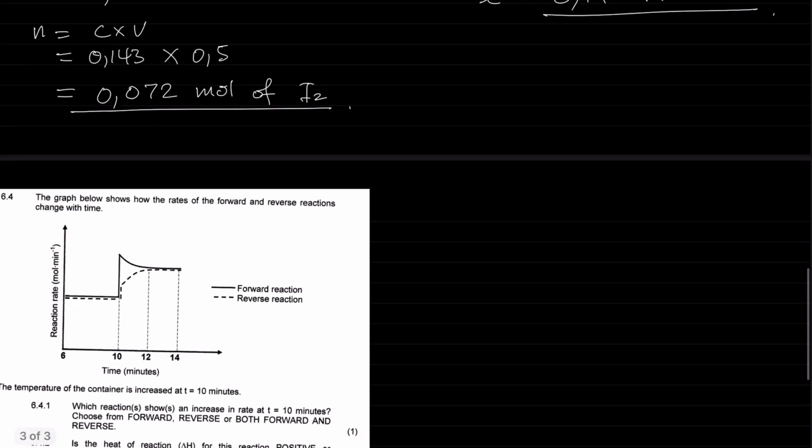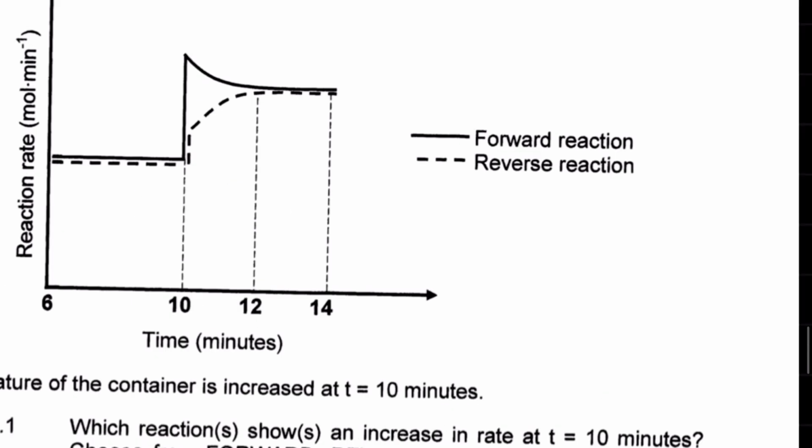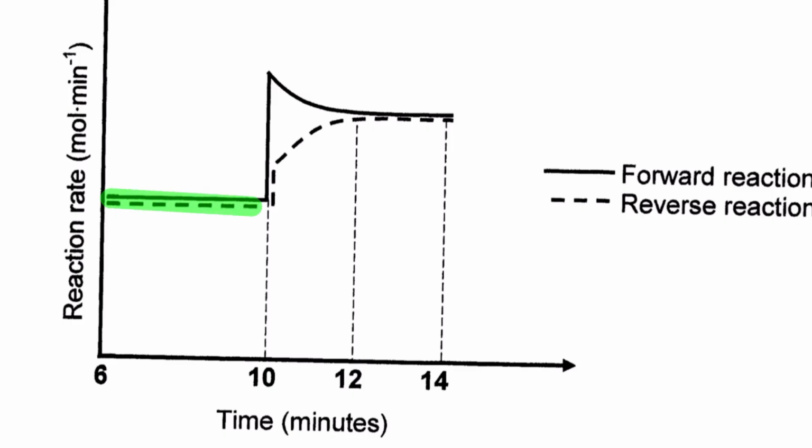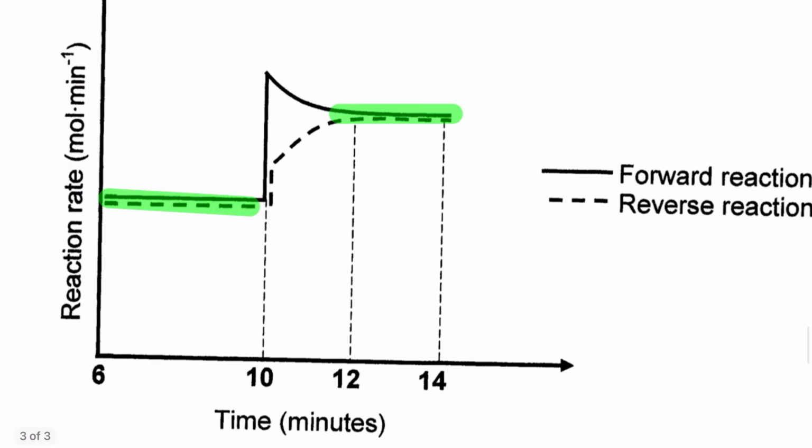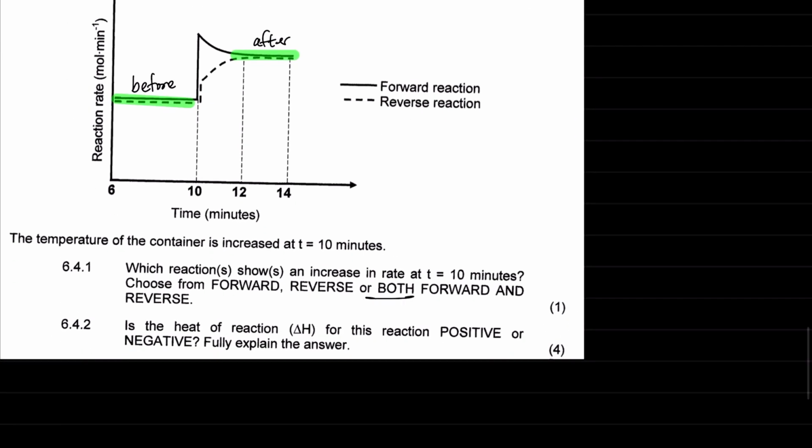Okay, let's move on. Question 6.4. The graph below shows how the rates of the forward and reverse reaction change with time. The temperature of the container was increased at T equals 10 minutes. Which reaction shows an increase in rate at T equals 10? Choose from forward, reverse, or both. Okay, now let's look at this. So the rates were here. Now the rates are there. So this was the equilibrium before the change, and this is after the change. So we can see that both rates have increased. So the answer to this is both have increased.